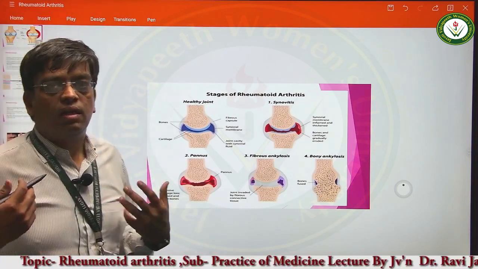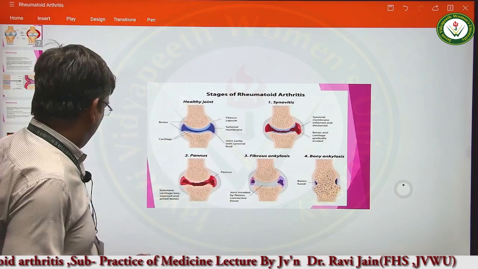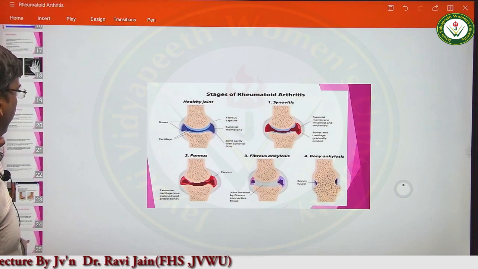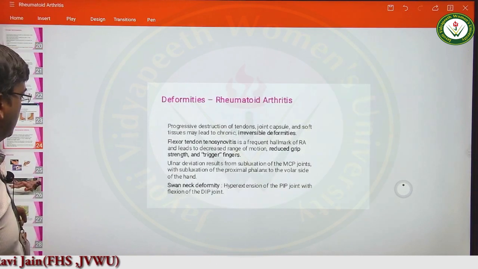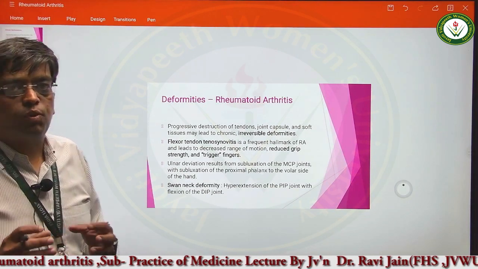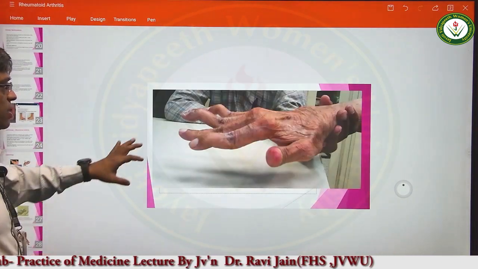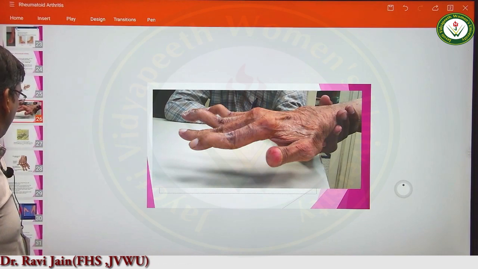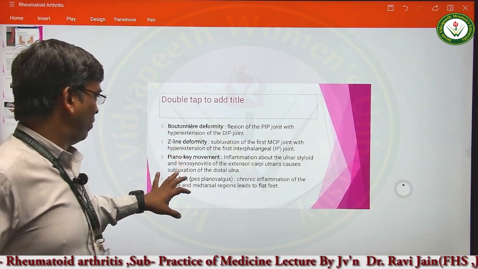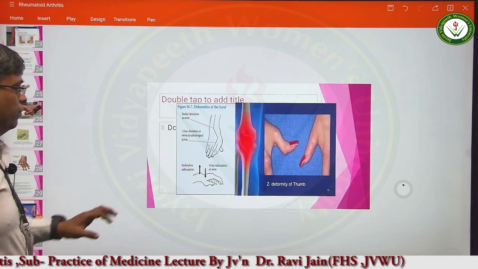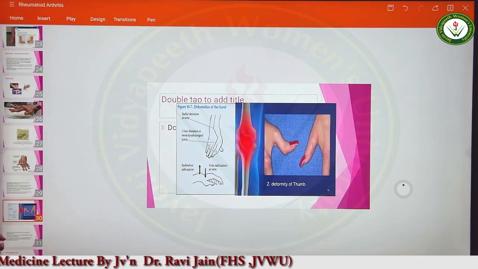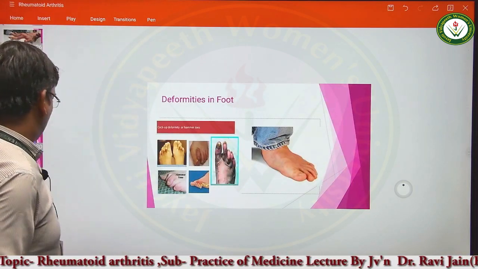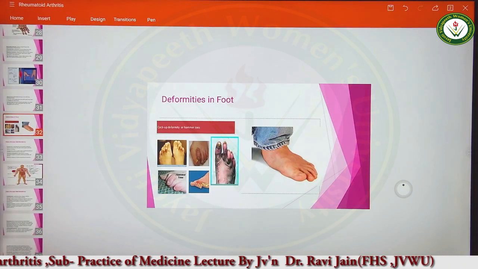Now let us discuss the deformities. There are different types of deformities of rheumatoid arthritis. Let us discuss them one by one. These articular and extra-articular manifestations I have already discussed with you. Now deformities. Deformities are very important because there is permanent damage to the joint structure. Now you can see this. This is basically the swan neck deformity that is usually seen. Other deformities we have are boutonniere deformity, Z-line deformity, piano key movement, and flat foot. These are the deformities of the hand that we are going to see. This is the flat foot and cock-up toe deformities. These are also present in the individuals.